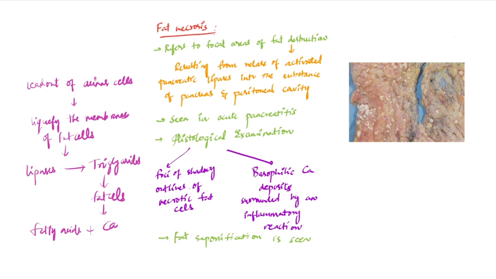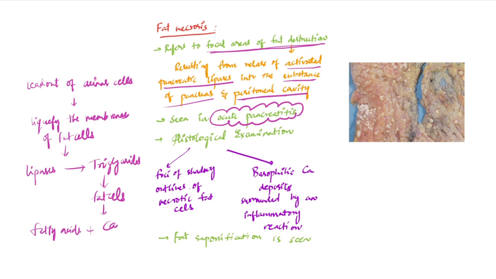Next we will see fat necrosis. So what is fat necrosis? It refers to focal areas of fat destruction. What will this result in? This will result in release of activated pancreatic lipases into the substance of the pancreas and peritoneal cavity. So where will you see this? You will see this in the condition of acute pancreatitis.